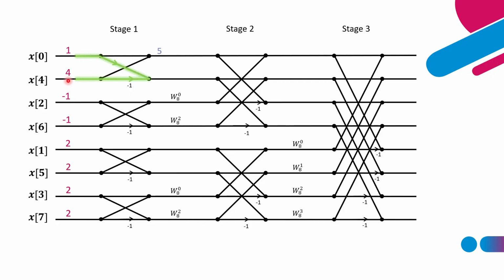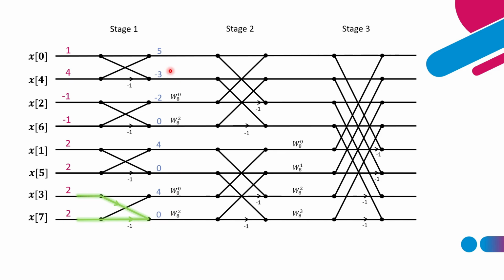And this value here, we have to multiply with negative 1, which results in negative 4 plus 1 is negative 3. Negative 1 plus negative 1 is negative 2. Negative 1 into negative 1 is 1. 1 minus 1, 0. 2 plus 2, 4. And 2 into negative 1 is negative 2 plus 2 is 0. 2 plus 2 results in 4, and 2 into negative 1 is negative 2 plus 2, 0.